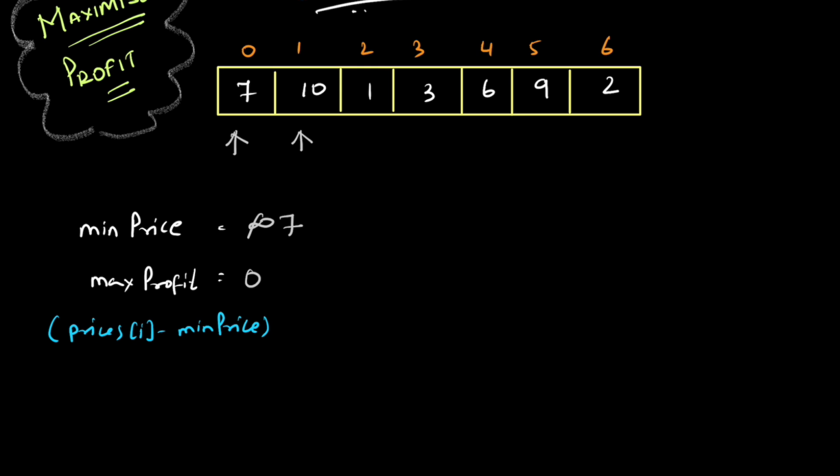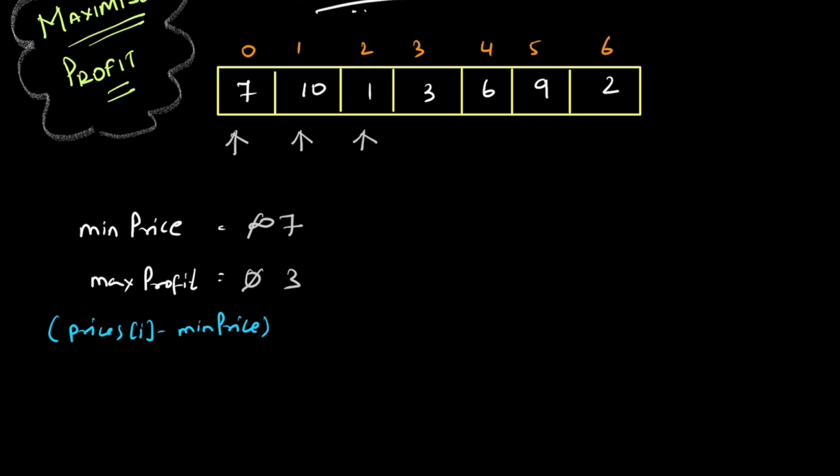At index 1, we'll check whether this price is less than the minimum price. No, so we'll not minimize the price more. And what will be the maximum profit? It is 10 minus 7, which gives us 3, right? And 3 is greater than maximum profit, so the maximum profit becomes 3. Okay, now we'll go to index 2.